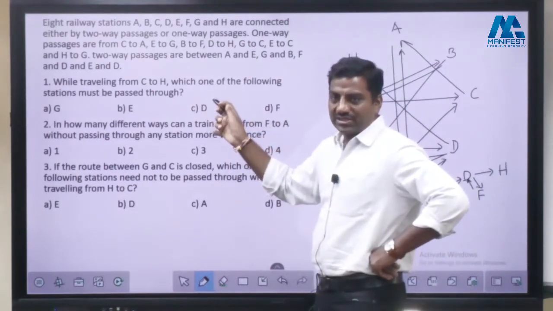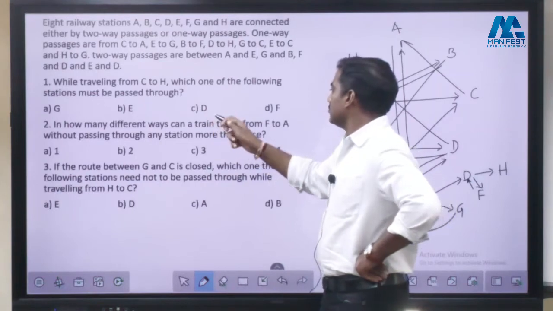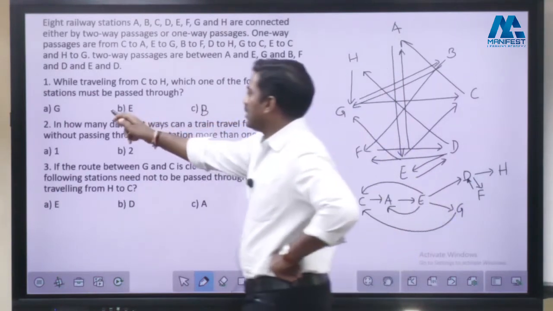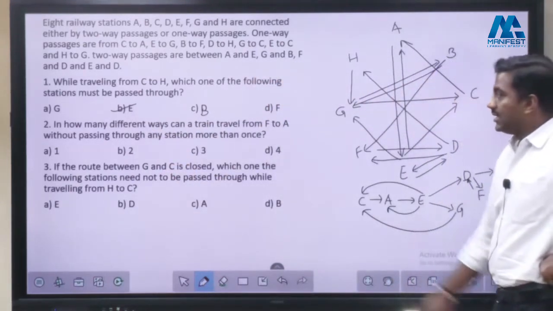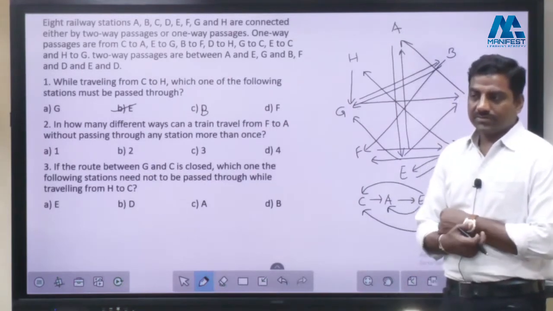I'll check the question once again. E and D, maybe you make this as B. Okay, then tick E. I'll check the question. This is a UPSC question. So this has come in the prelims.